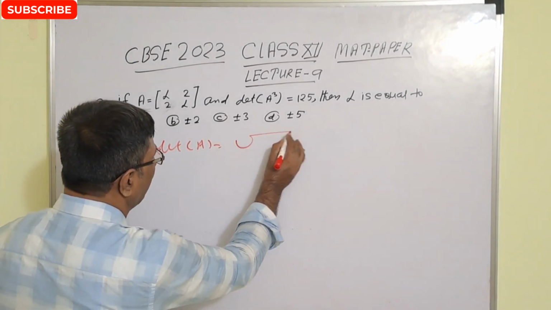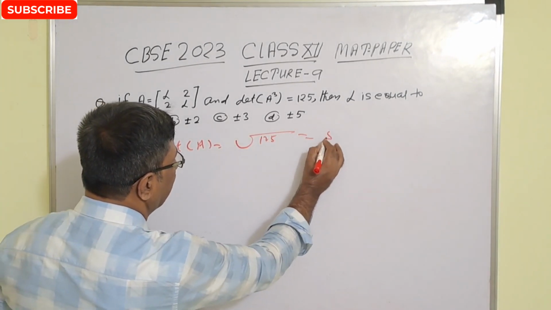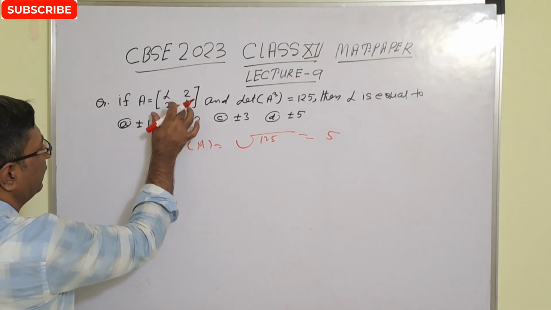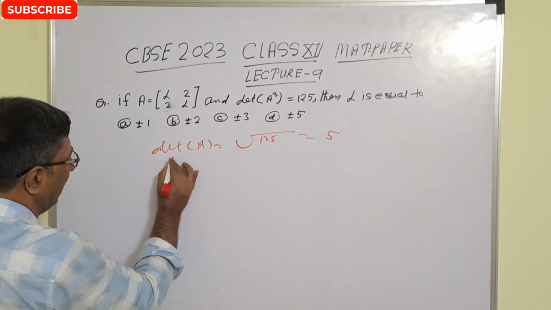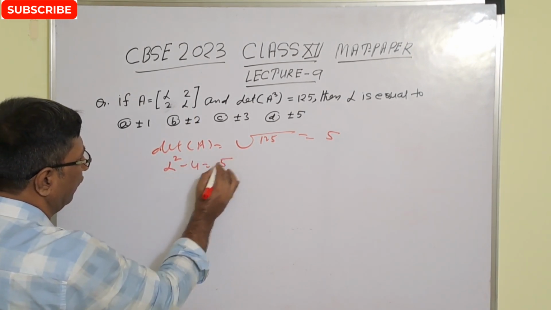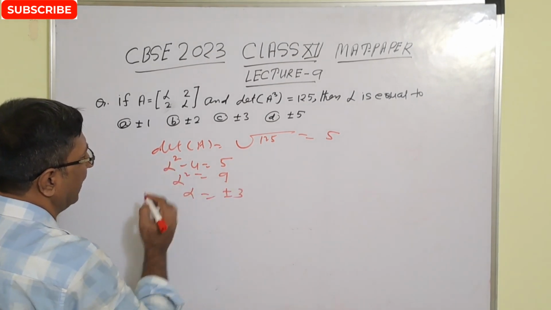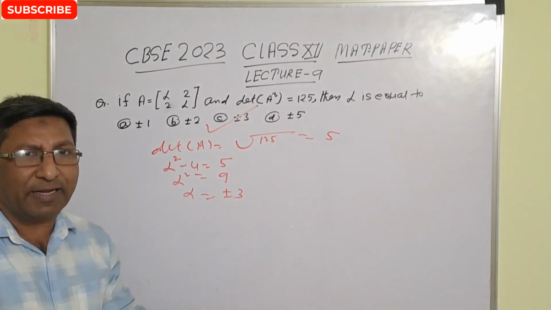That is the cube root of 125. This is 5. And now the determinant of A is what from here? So this is 2 by 2. So alpha square minus 4 equals 5. So alpha square equals 9. So alpha equals plus minus 3. C is the correct answer.